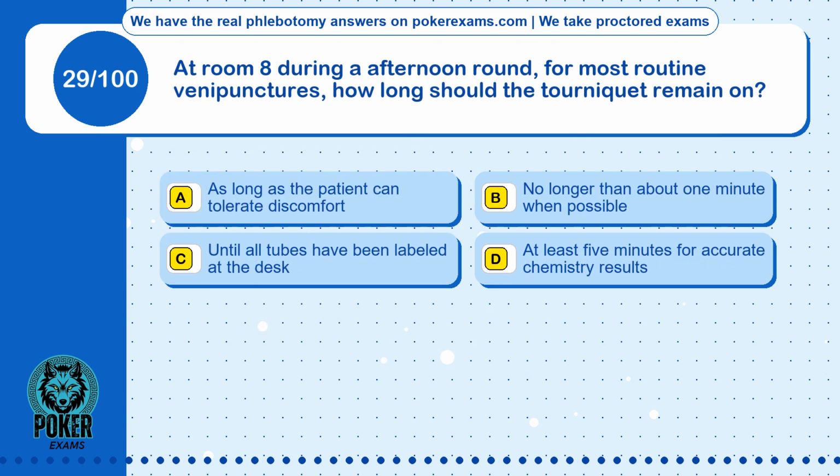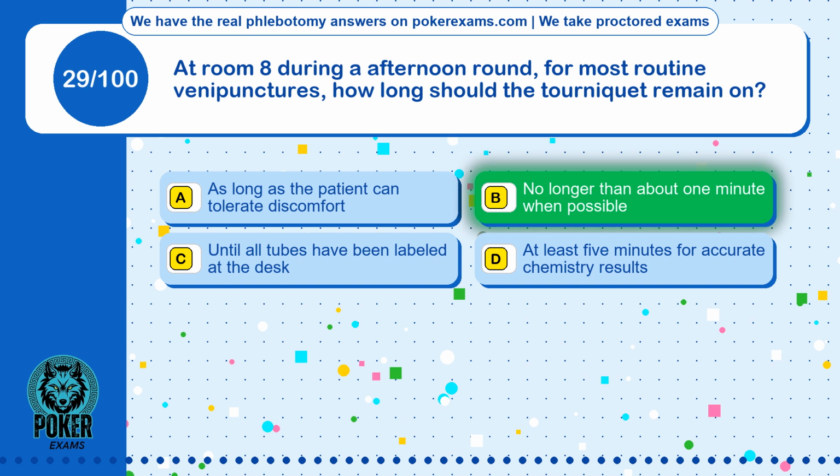Question 29. At room 8 during an afternoon round, for most routine venipunctures, how long should the tourniquet remain on? Option A: as long as the patient can tolerate discomfort. Option B: no longer than about 1 minute when possible. Option C: until all tubes have been labeled at the desk. Option D: at least 5 minutes for accurate chemistry results.